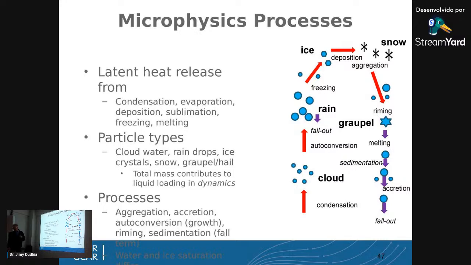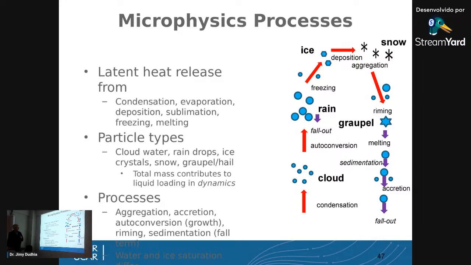So multiple processes you're dealing with. Of course, there's latent heat release, condensation, evaporation, deposition, and sublimation, and freezing and melting. There's several particle types. There's the cloud water, raindrops, ice crystals, snow, graupel, or hail. And the total mass also contributes to liquid loading in the dynamics.